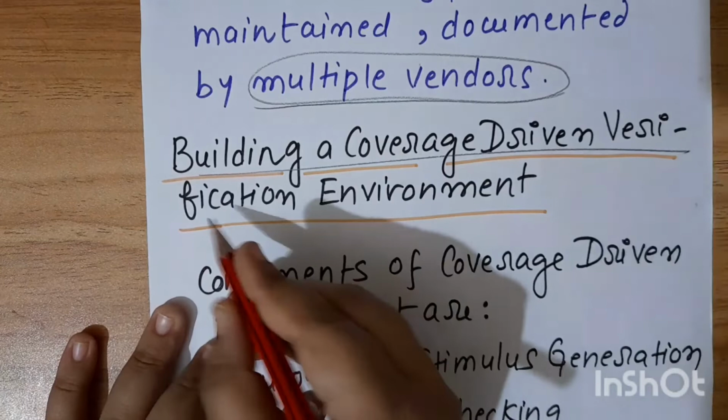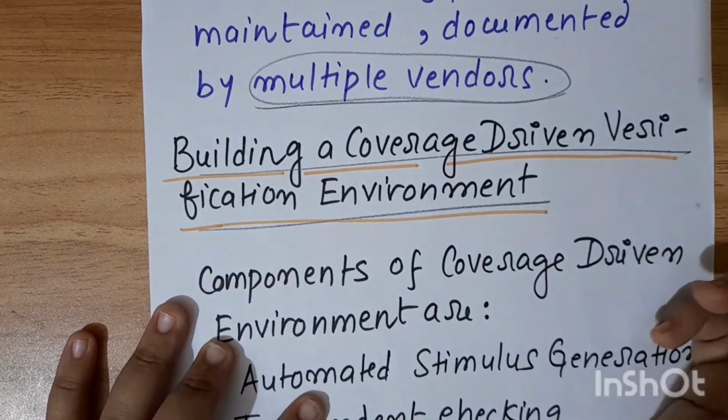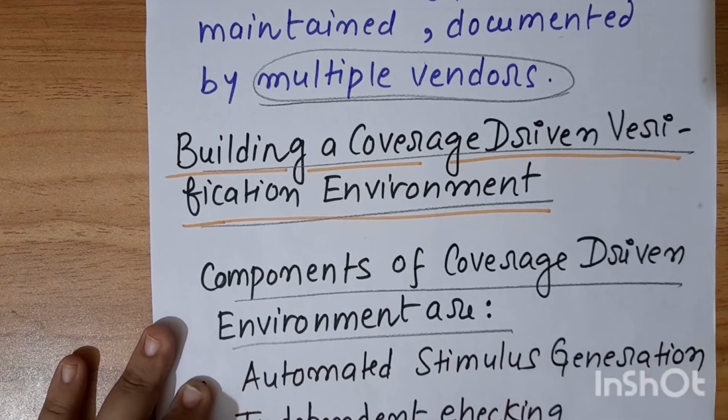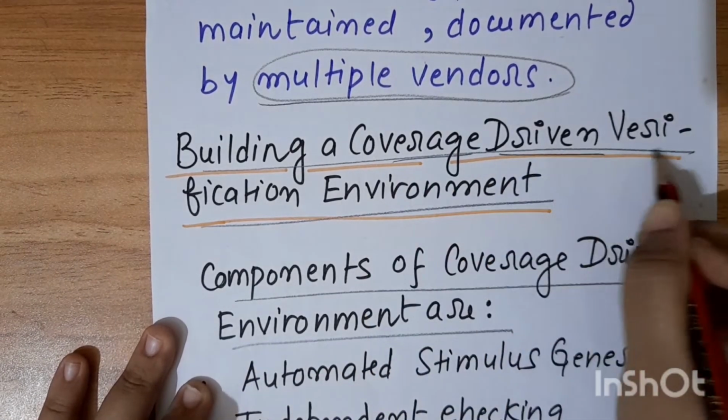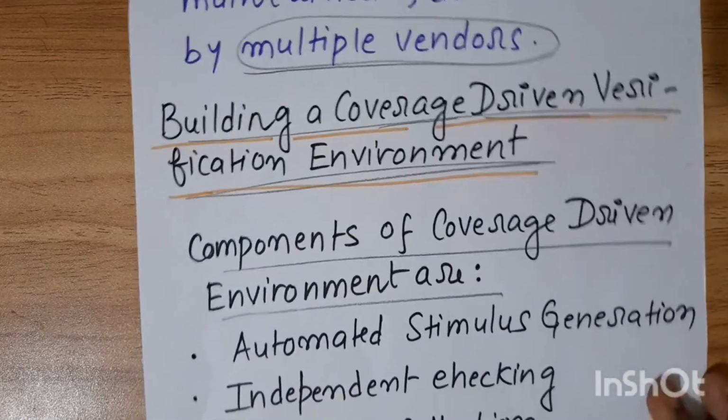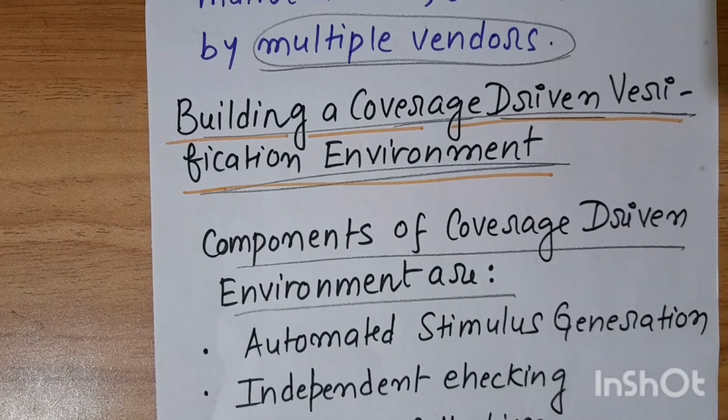Building a coverage driven verification environment. So what is coverage driven? It means we will provide different sets of inputs through the stimulus, or drive different sets of inputs to the DUT, and we will check at the output of the DUT whether the certain documented features in the specification are being covered or not. That is the coverage driven verification environment that we build.